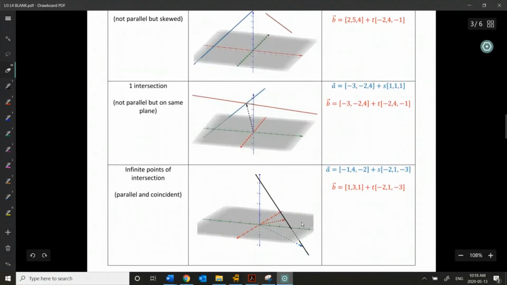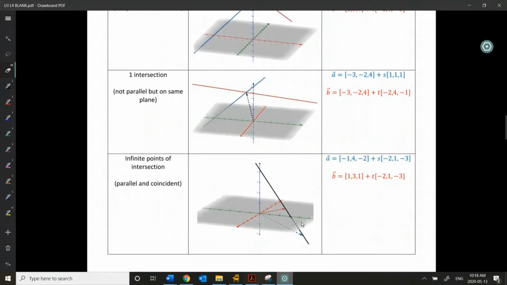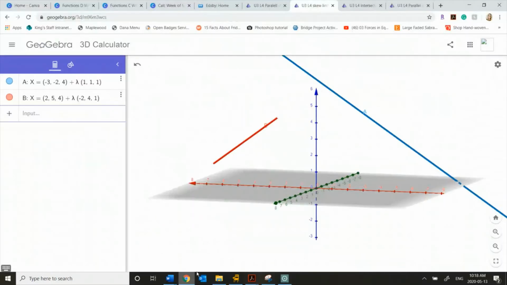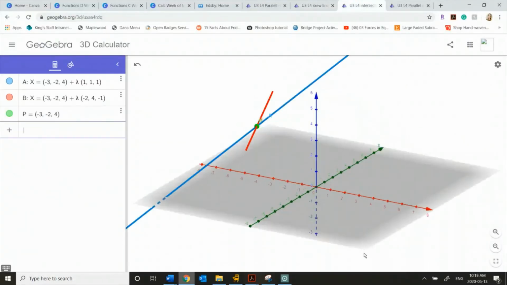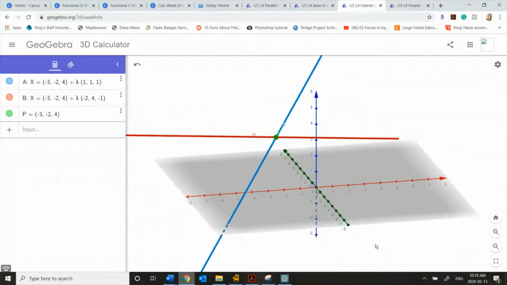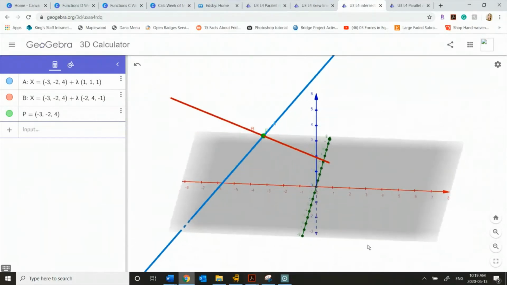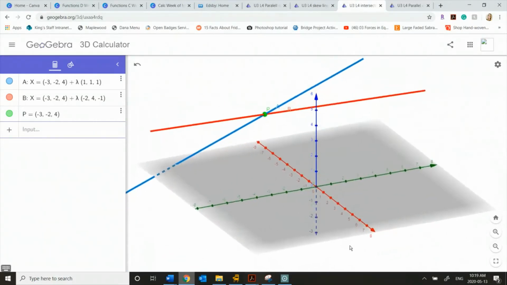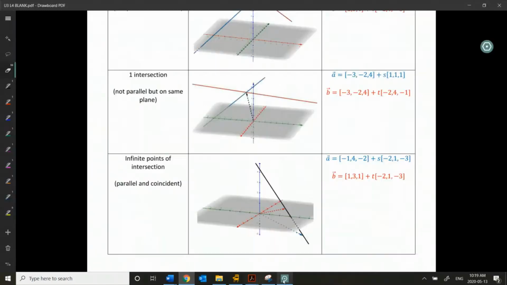And then we also have lines that are not parallel and on the same plane. So what this is going to produce is essentially an intersection point. Okay, so you can see our 2 lines here and they're crossing over at the same point. You'll notice that the equations of these actually do share a common point, but that won't always be the case.